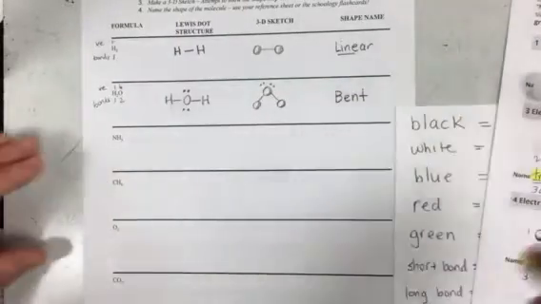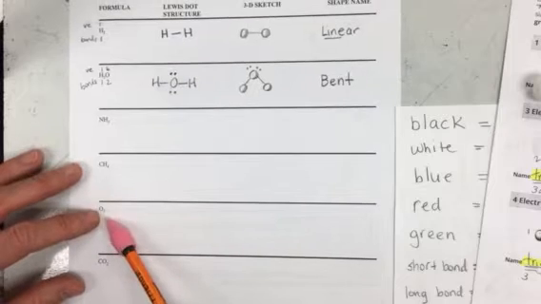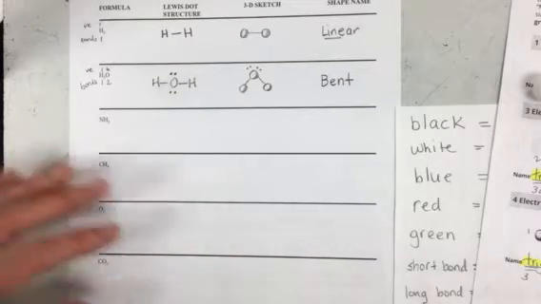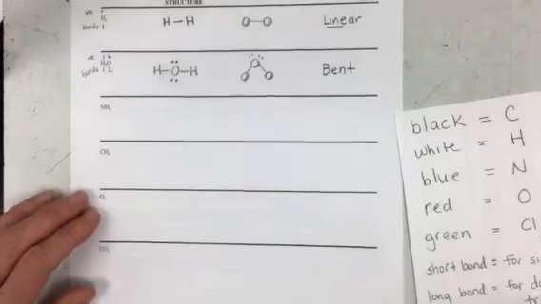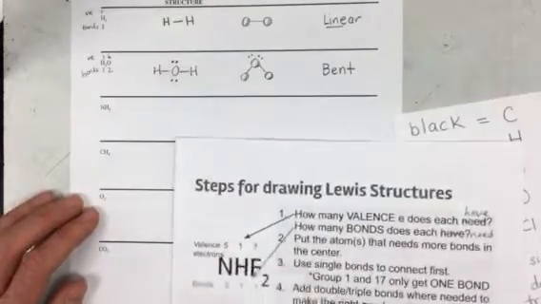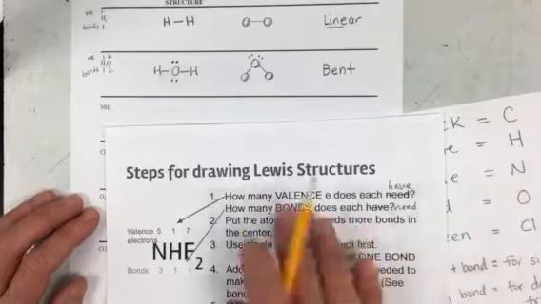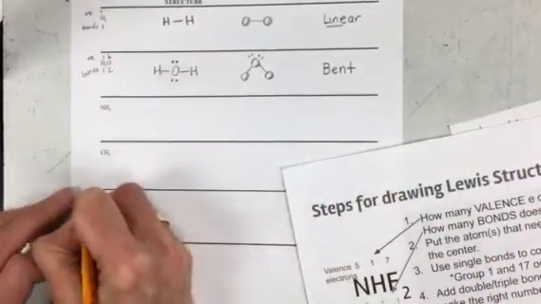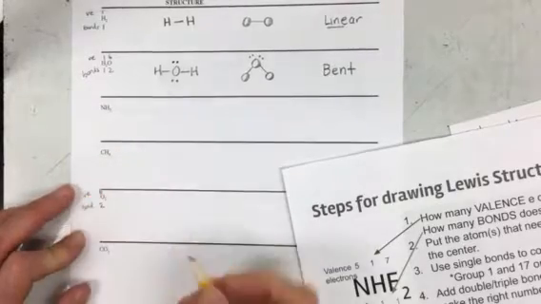Now, if you want to pause and keep trying on your own, you can, but I do want to show you with the oxygen, because that's where we might need a double bond. So let's look at oxygen next. First thing I'm going to do is draw the Lewis structure. How many valence electrons does it have, and how many bonds does it need? We just did oxygen up here, so it's going to be the same. It's 6 valence electrons and 2 bonds.